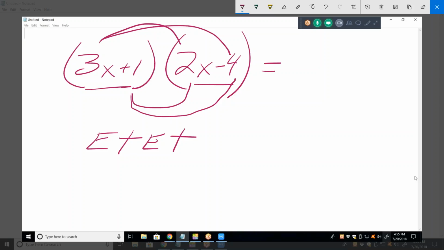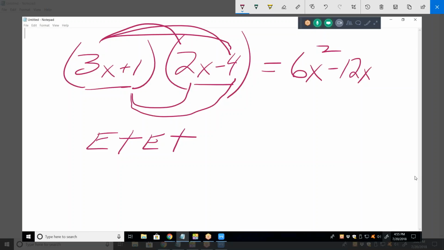What's 3x times 2x? So you would multiply 3x by 2x, which would be 6x squared. Next term. In other words, this part, the 3x times the minus 4. Minus 12x.